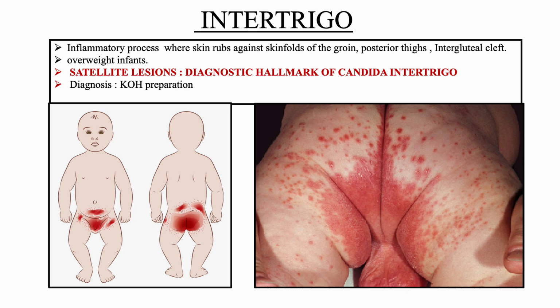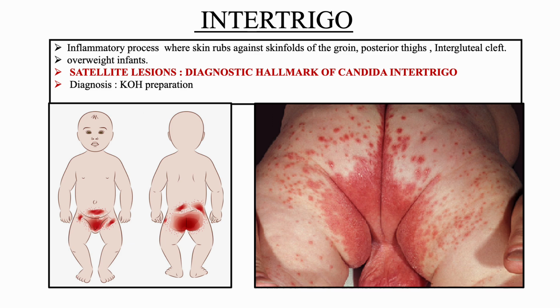Intertrigo. It is an inflammatory process where skin rubs against skin folds of the groin, posterior thighs, intergluteal cleft. Seen in overweight infants. The morphology which we can appreciate in the slide is sharply marginated erythematous scaly plaque with pustular-vesicular satellite lesions with a diagnostic hallmark of Candida intertrigo. Diagnosis can be confirmed by microscopic examination of potassium hydroxide preparation, which can be taken from scrapings of the periphery of the rash or any fresh papulo-pustular lesions.